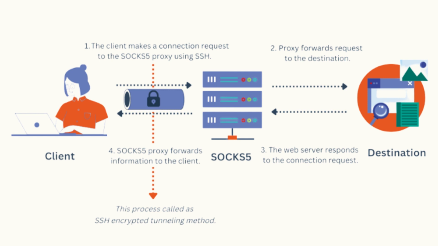This diagram demonstrates how a SOCKS5 works. Initially, the client makes a connection request to the SOCKS5 proxy using SSH, which is called the SSH encrypted tunneling method. Then the proxy forwards a request to the destination. The web server responds to the connection request. Finally, the SOCKS5 proxy forwards information to the client.